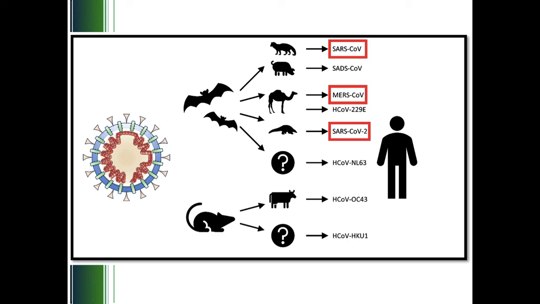Now all these coronaviruses have one or another kind of animal reservoir besides humans. So they can live in nature in animals other than humans, and then they may cross the species barrier and infect humans. Some of them are coming from bats, some from rats. We still don't know clearly from which animal reservoir SARS coronavirus 2 came to humans.